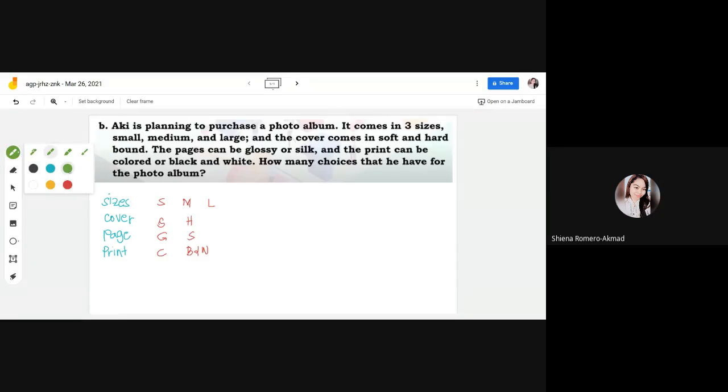So, kunwari namili tayo dyan. So, anong gusto nyong size ng photo album? Mamili tayo. Pili kayo dyan ng size. Do you want it small, medium, or large? Medium, ma'am. Large. Medium. Okay. How about the cover? Soft. Is it hard? Ano pa? Page. Glossy or silk? Glossy. Print. Colored. So, let me write our choices.